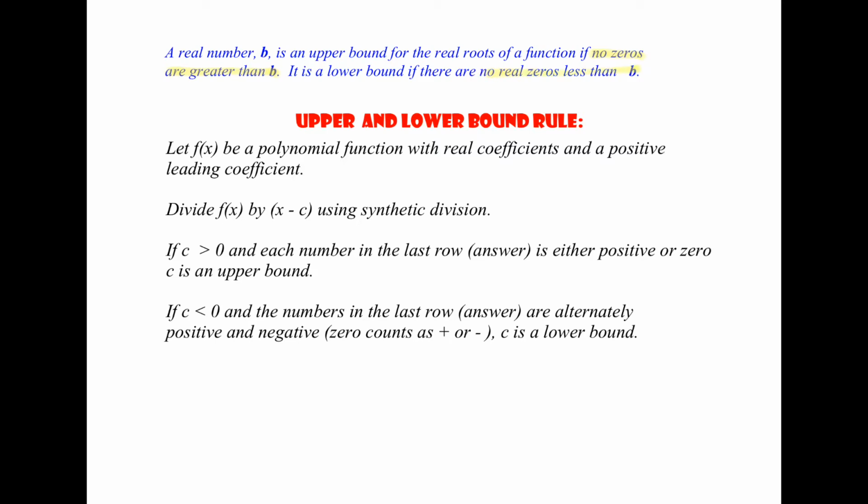So we're going to find an upper bound where the graph does not cross any farther past that one, and then a lower bound where the graph does not cross the x-axis any less than that value. So how do we find these values? The upper and lower bound rule.